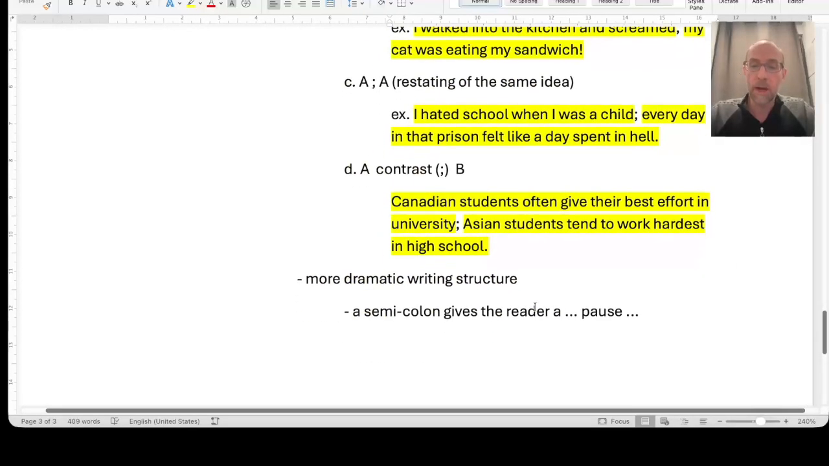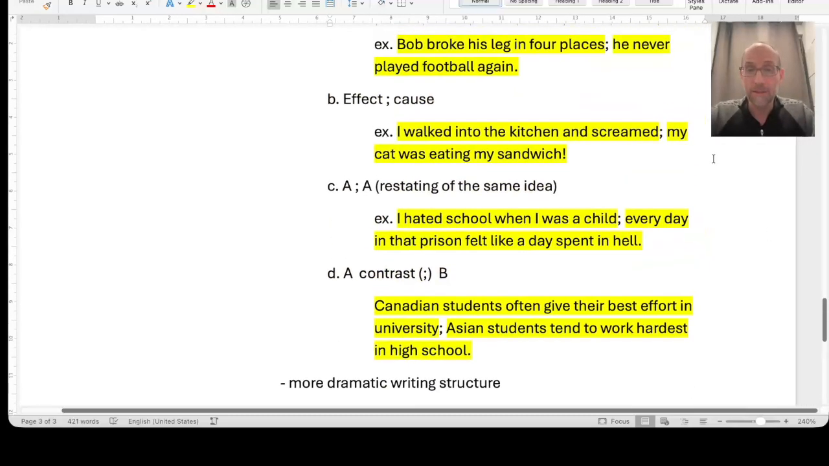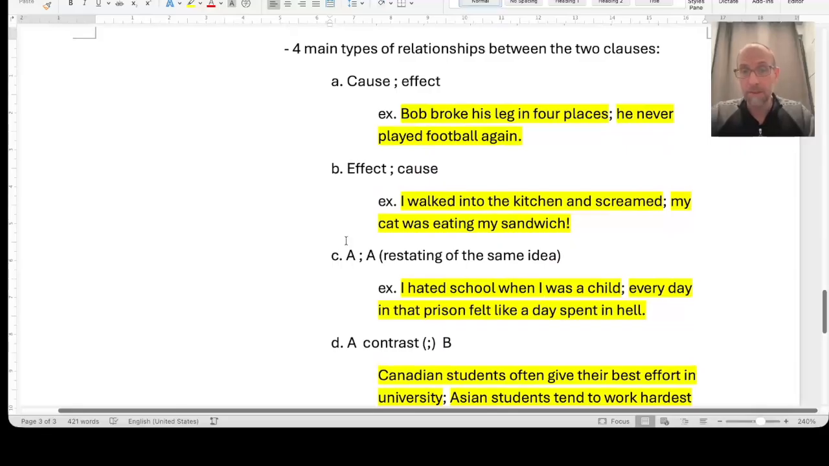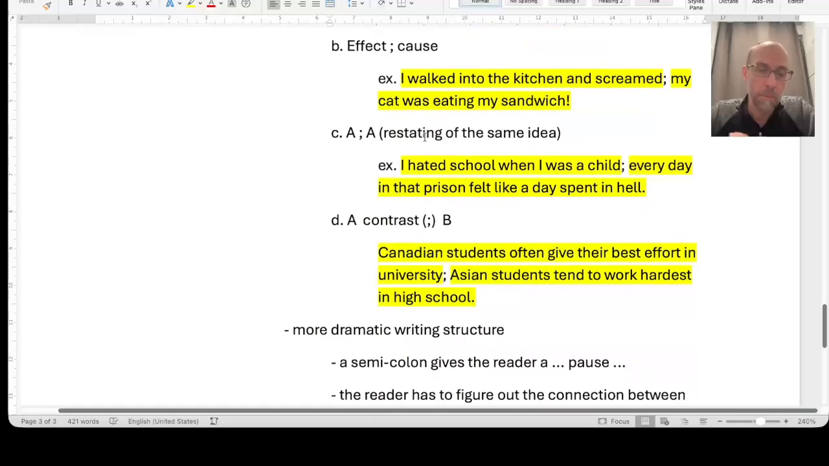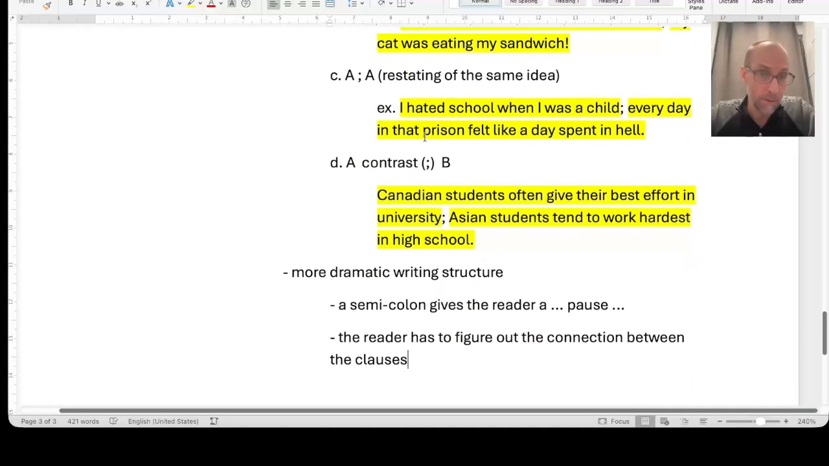Also, a second reason why a semicolon can be a little more dramatic is that the reader has to figure out the connection between the clauses. So again, as you can see, there are 4 major types of connections that we could have, and the reader has to read the first part, read the second part, and in their own mind, they have to do some work and figure out the connection. So I think that both of those reasons make semicolons, when they're used like this, a little bit more dramatic.